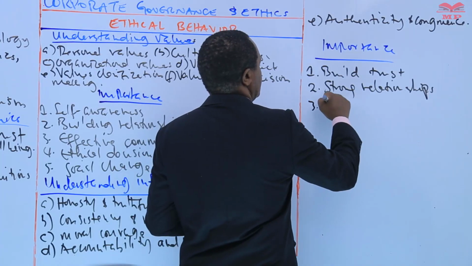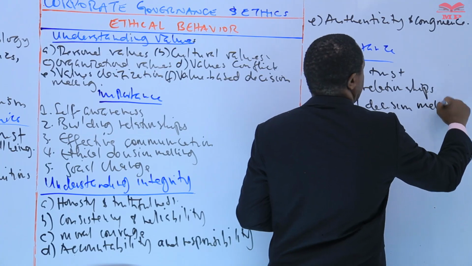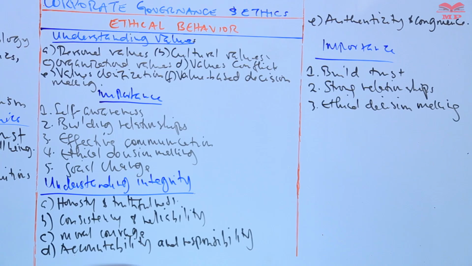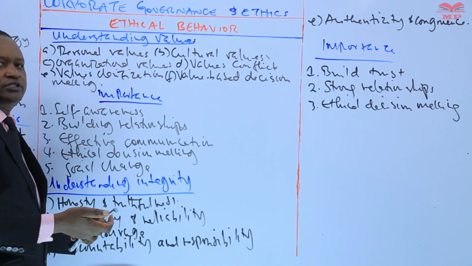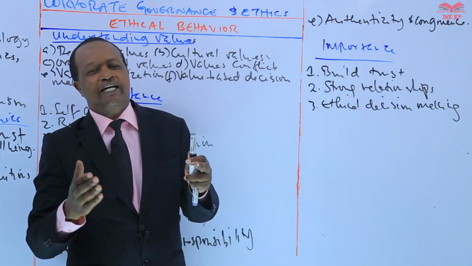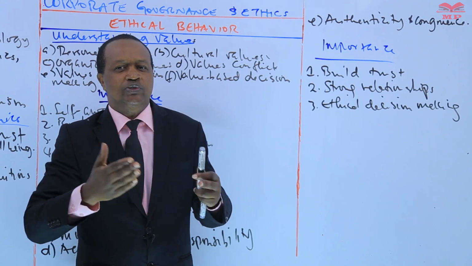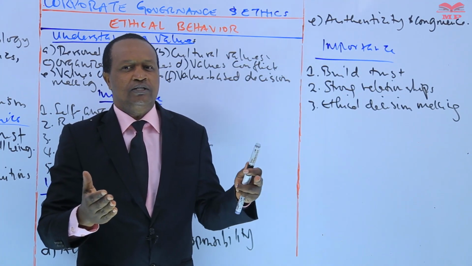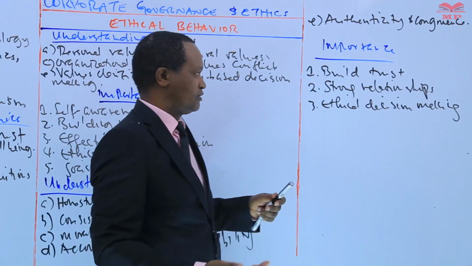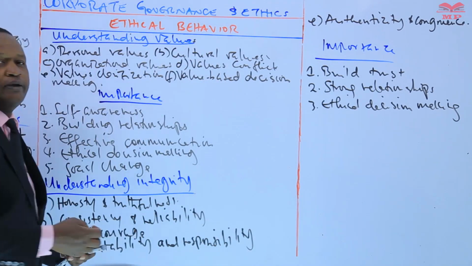3, ethical decision making. Now, integrity helps us make ethical decisions even when faced with difficult choices. When we act with integrity, we are more likely to choose the right path, even if it's not the easiest path or the most convenient path. So it fosters ethical decision making.